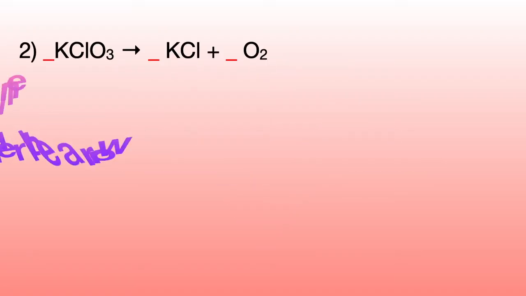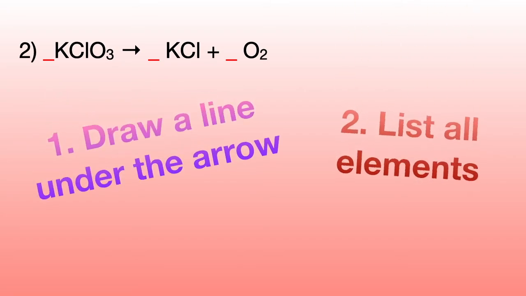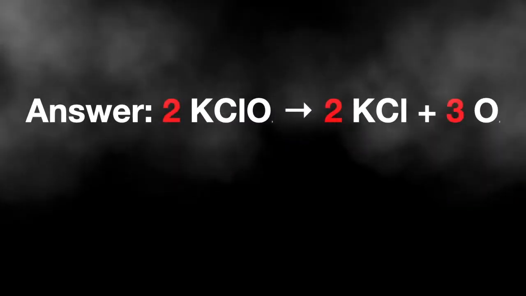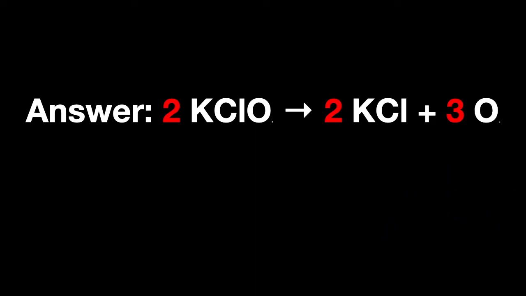So now it's your turn. Go ahead and pause this video and solve number 2. Don't forget to draw a line under the arrow, list all elements, and add coefficients. You're back. The answer is 2 potassium chlorate gives you 2 potassium chloride plus 3 oxygen.